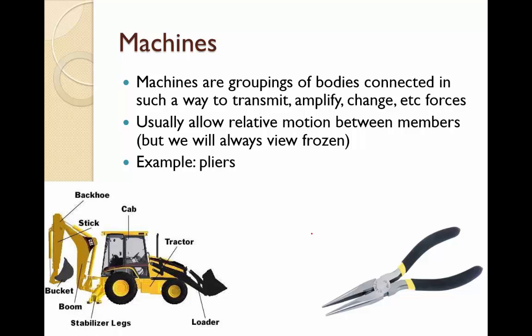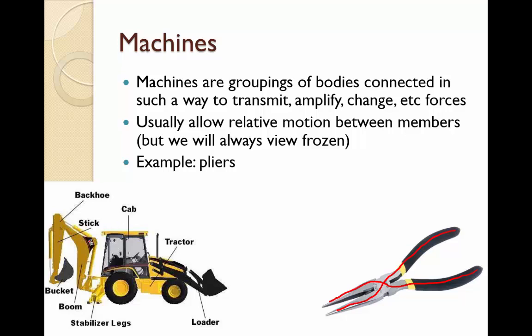Machines are groupings of bodies connected in such a way to transmit, amplify, or change forces in some way. The difference between a machine and a frame is that a frame is typically stationary and machines usually allow relative motion between their members, even though we're going to always view them in their frozen geometry. So for example, this set of pliers here has two parts. There's this handle and jaw, which are all one piece, and there's also this handle and jaw, which are all one piece. And they're connected by a pin here in the center so that they can move.